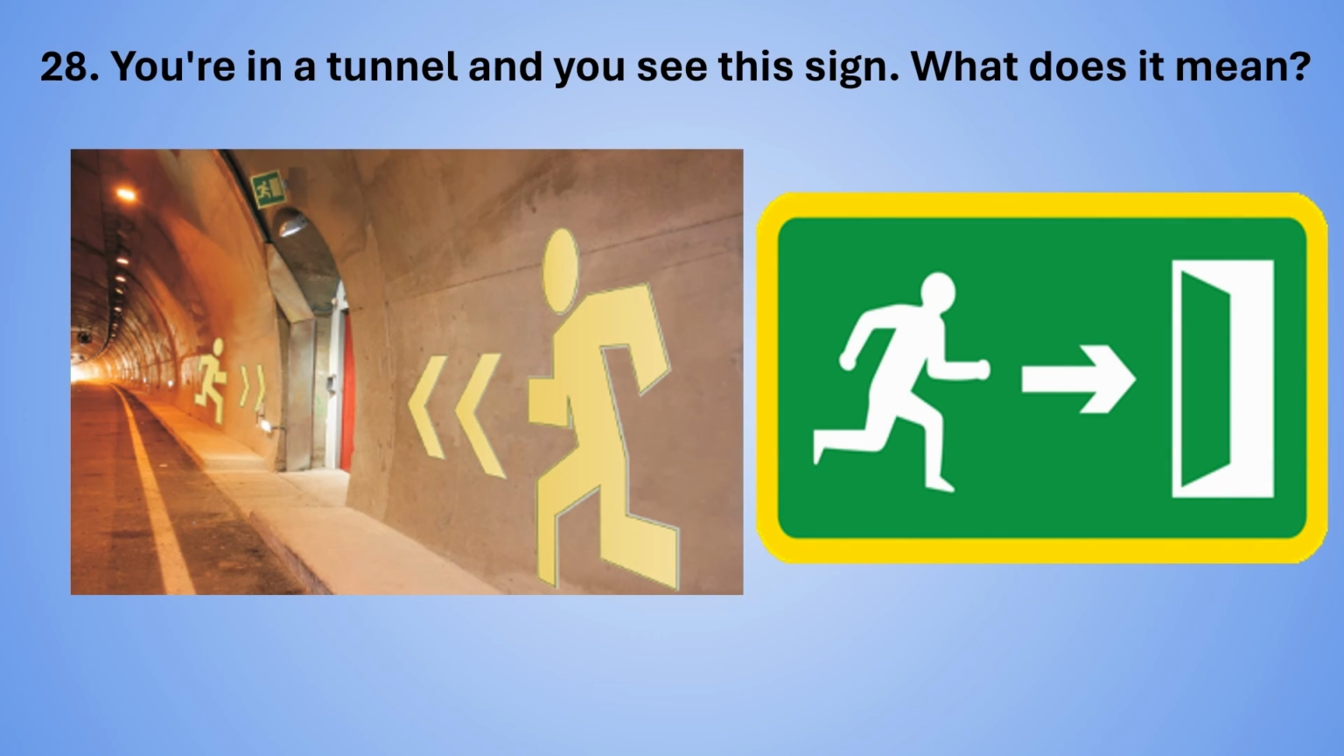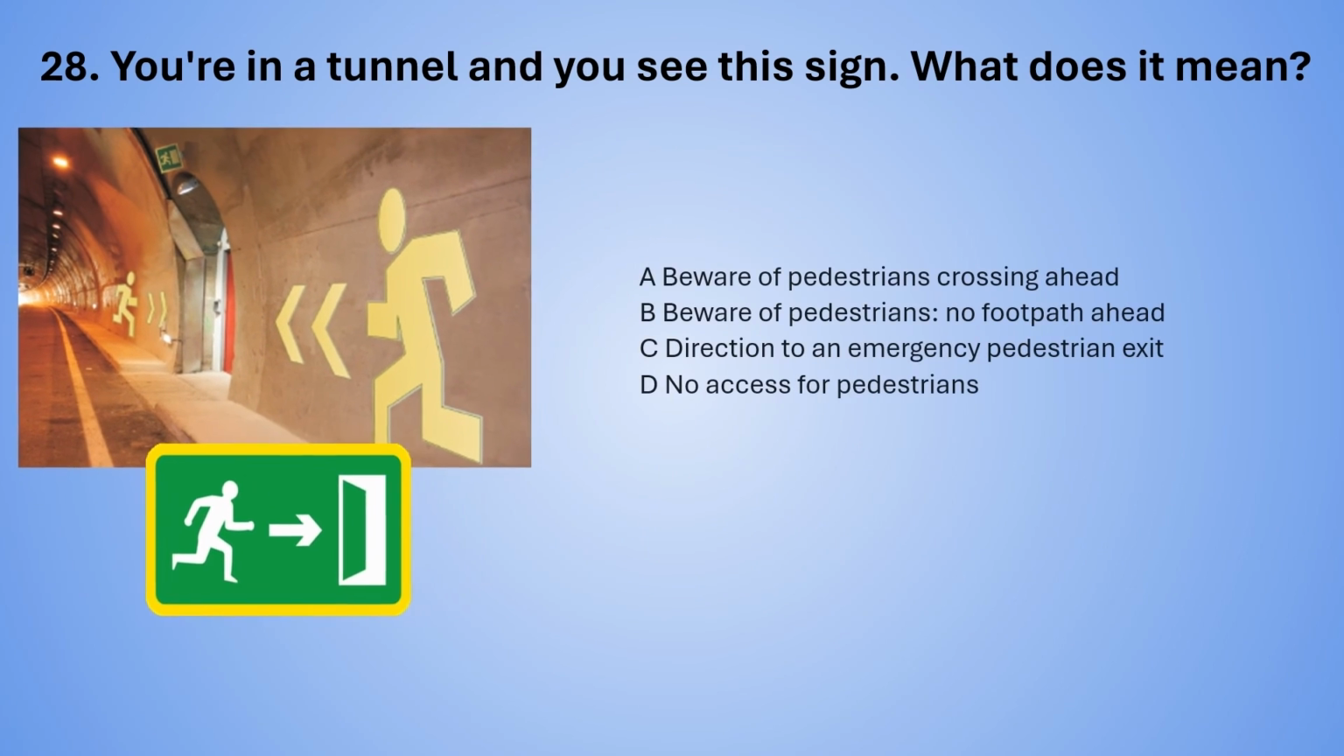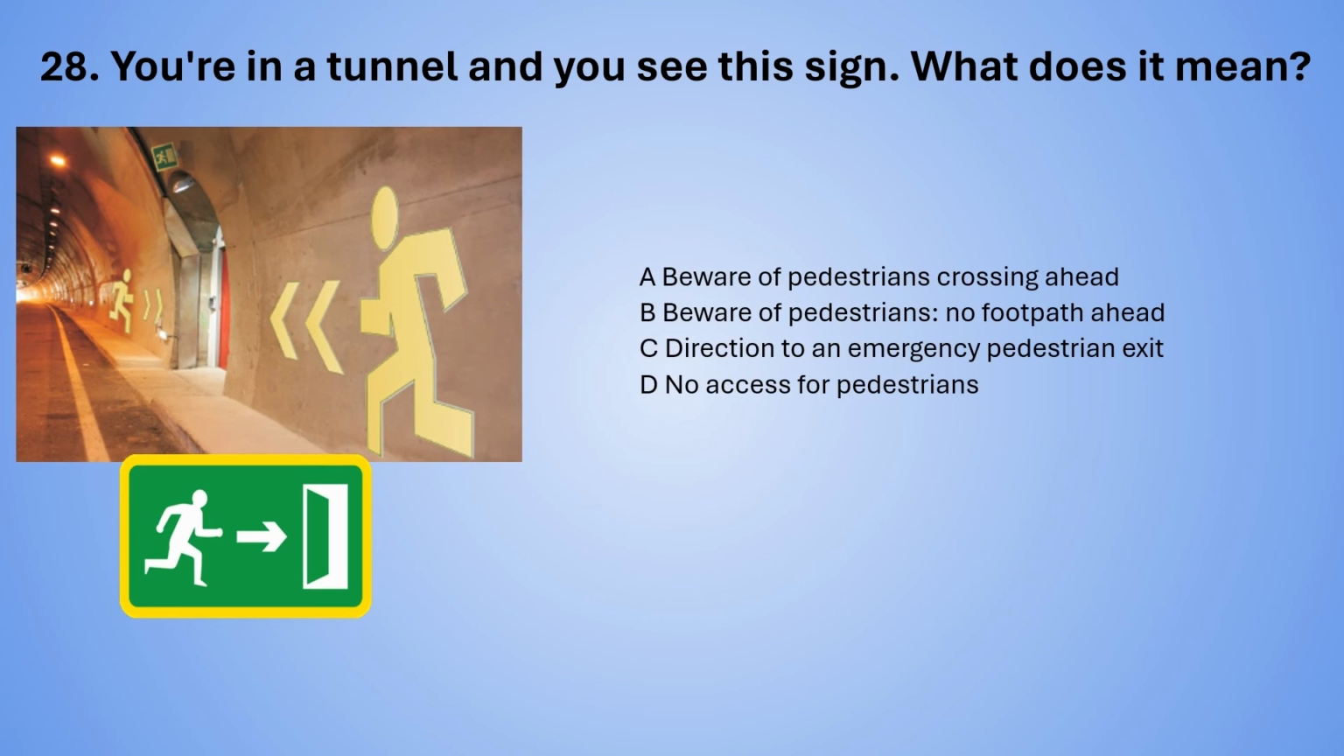Next question. You are in a tunnel and you see this sign, green, yellow, white. Remember, what does the sign mean? A. Beware of pedestrians crossing ahead. B. Beware of pedestrians, no footpath ahead. C. Direction to an emergency pedestrian exit. Or D. No access for pedestrians.